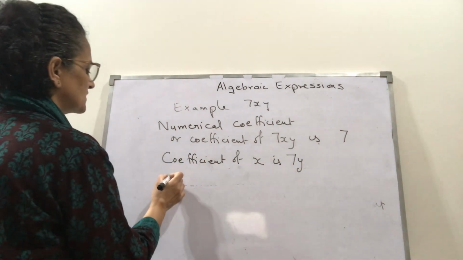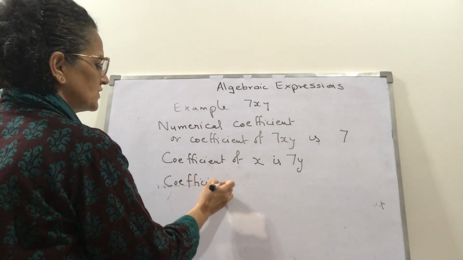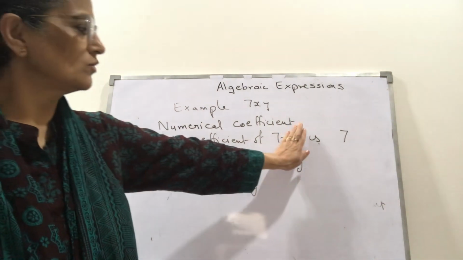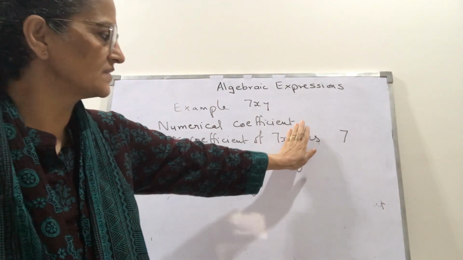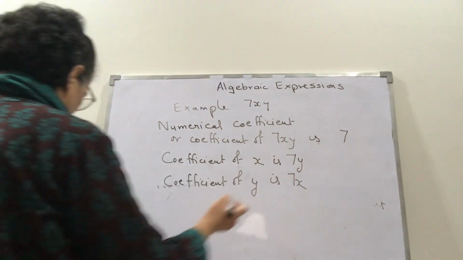And if they are asking coefficient of y, then what you will do? You will hide y. What remains? 7x. So coefficient of y is 7x.